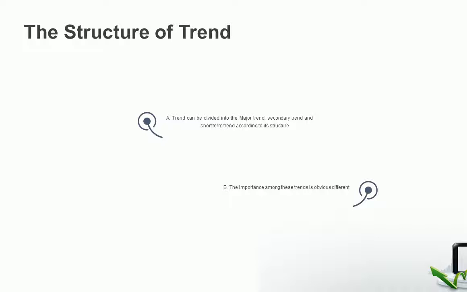So we can see the next one, the structure of trend. The trend can be divided into the major trend, which is at least 1 year. Secondary trend, several months to 1 year. Then the short-term trend, around several days. So the next one, the importance and the changes among these trends are obviously different.